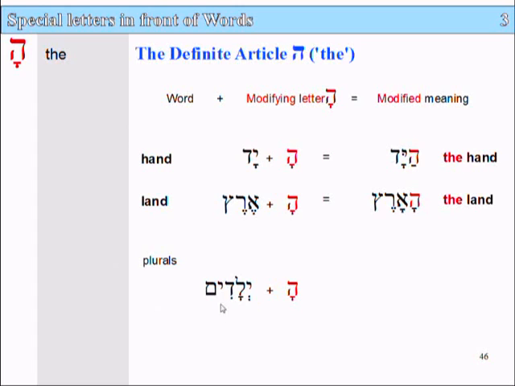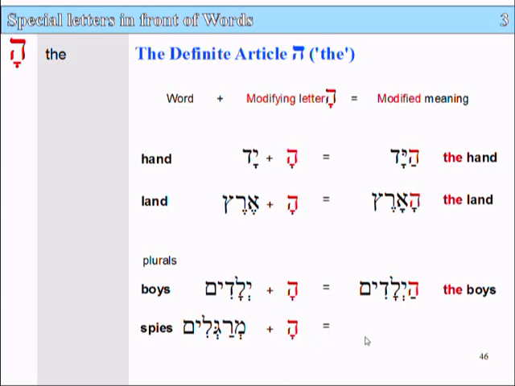If we have the word yeladim, which means boys or children, male children, and we add the hey, we get the children. HaYeladim. They're boys, they're children. And if we have the word for spies, meraglim, from the root word ragel, resh, gimel, lamed. Ragel is foot, and spies kind of tread out on foot and look at the land. So this word spies is derived from the word for foot, ragel. Meraglim, spies. We add the hey and we get hameraglim, the spies.